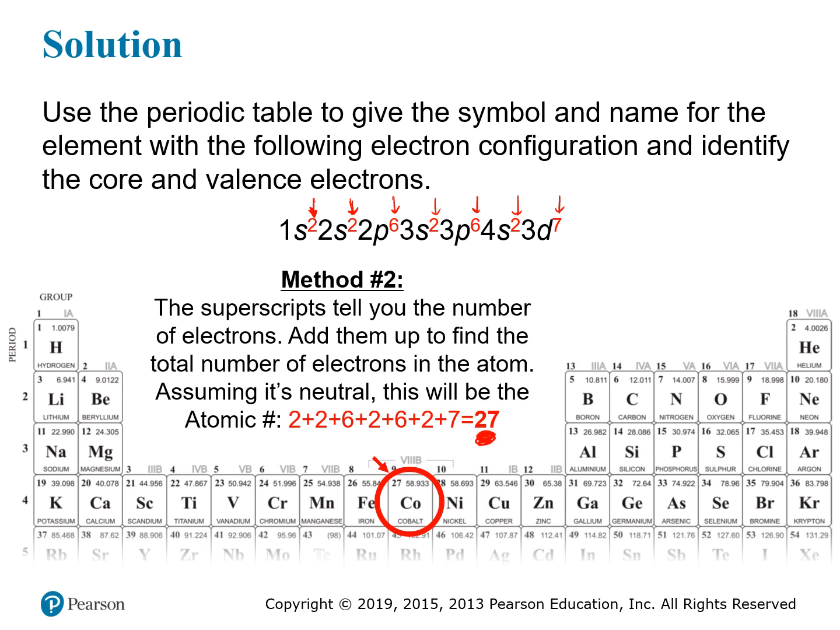Okay, so the total number of electrons indicated in this electron configuration is 27. Which means if this is a neutral atom, it has to have 27 protons. And if it has 27 protons, it must be atomic number 27. And if it's atomic number 27, it must be cobalt.